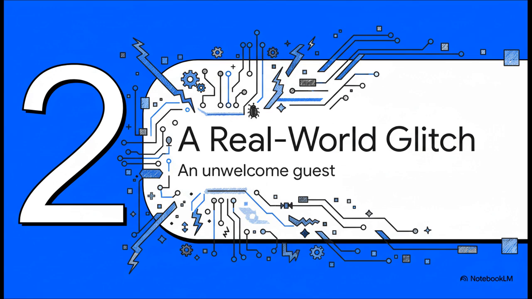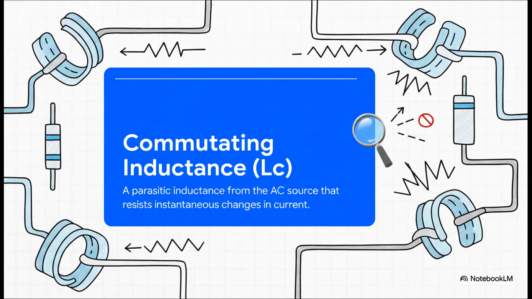This is where reality just comes in and crashes the party. See, real-world circuits have a small but totally unavoidable imperfection. It's not on the blueprint, it's a glitch that we're pretty much just stuck with. This glitch has a name, commutating inductance. And no, it's not a component you can just find and remove. It's what engineers call a parasitic property. It's just baked into the physics of the wires and parts themselves.